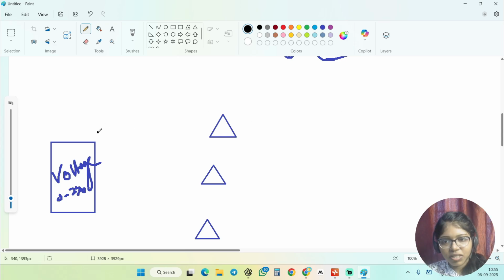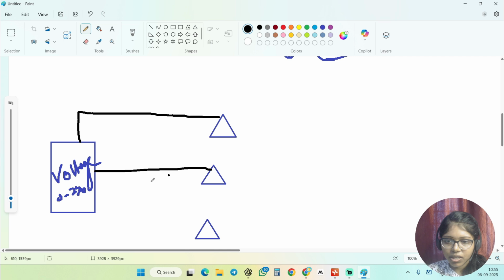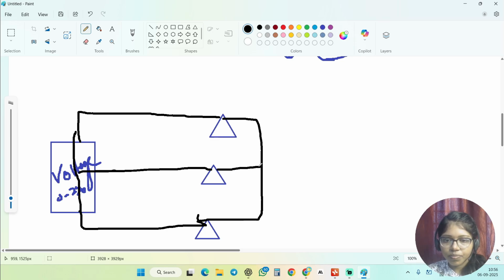for some change, you have been connected this. For the first ohm, you have been given a separate connection. Ohm 2 is having a separate connection, and ohm 3 is having a separate connection. So this is how you have designed the parallel connection. Okay, now you just simply check it out.